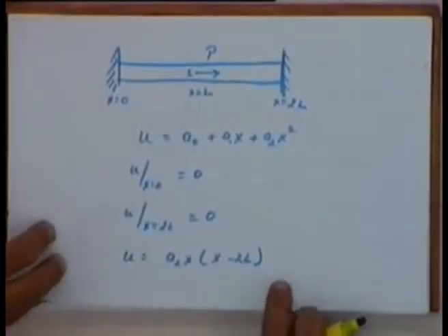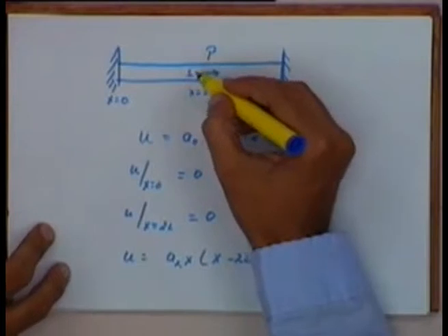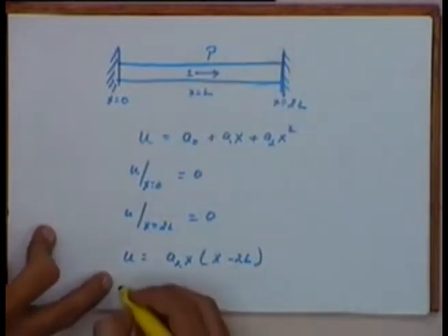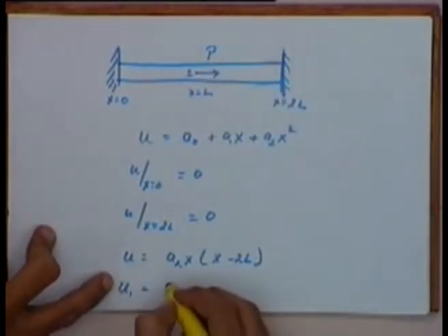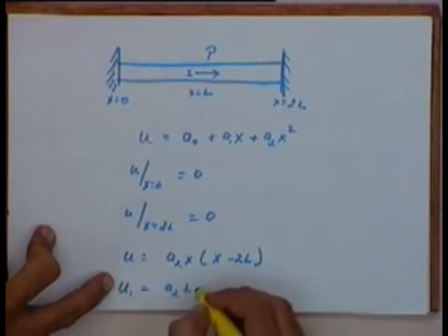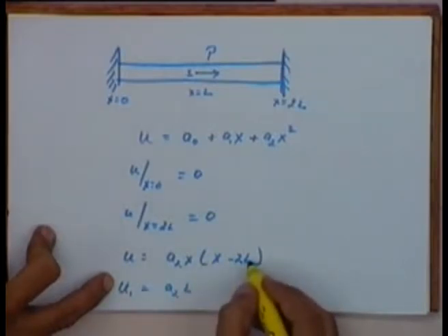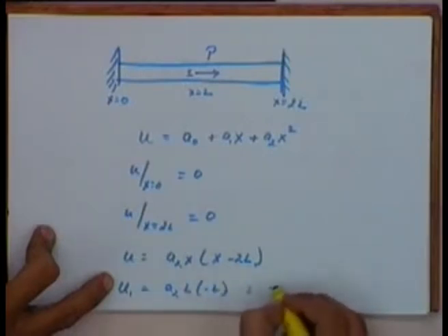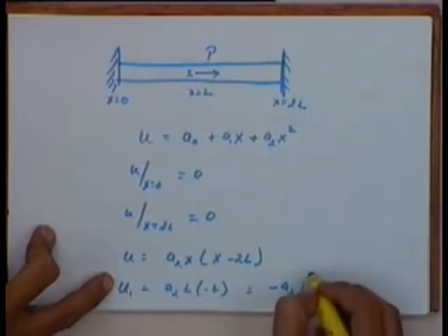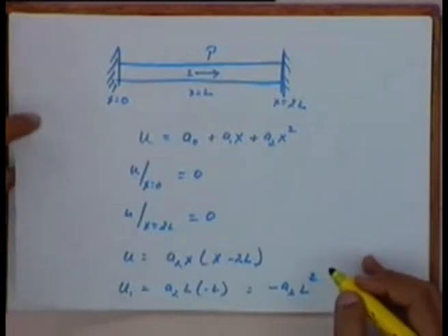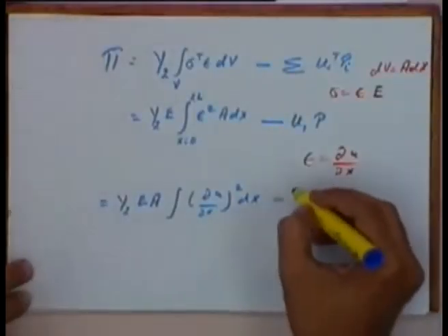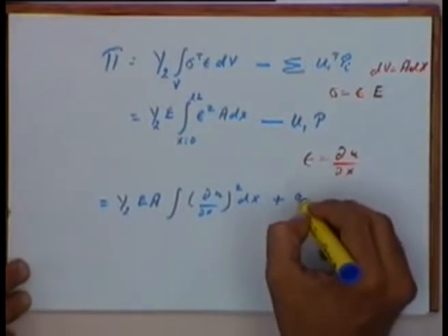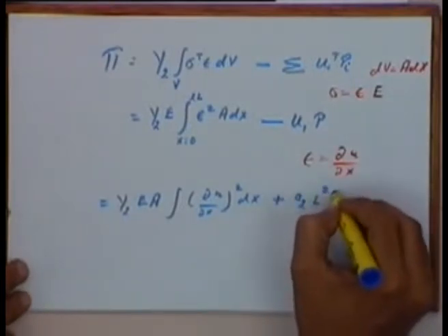What is u1? u1 is the deformation at this point. If we look at this equation, u1 will be equal to a2 into L into (L minus 2L), that is a2 into L into minus L, so minus a2 L squared. So this will become plus a2 L squared times P.